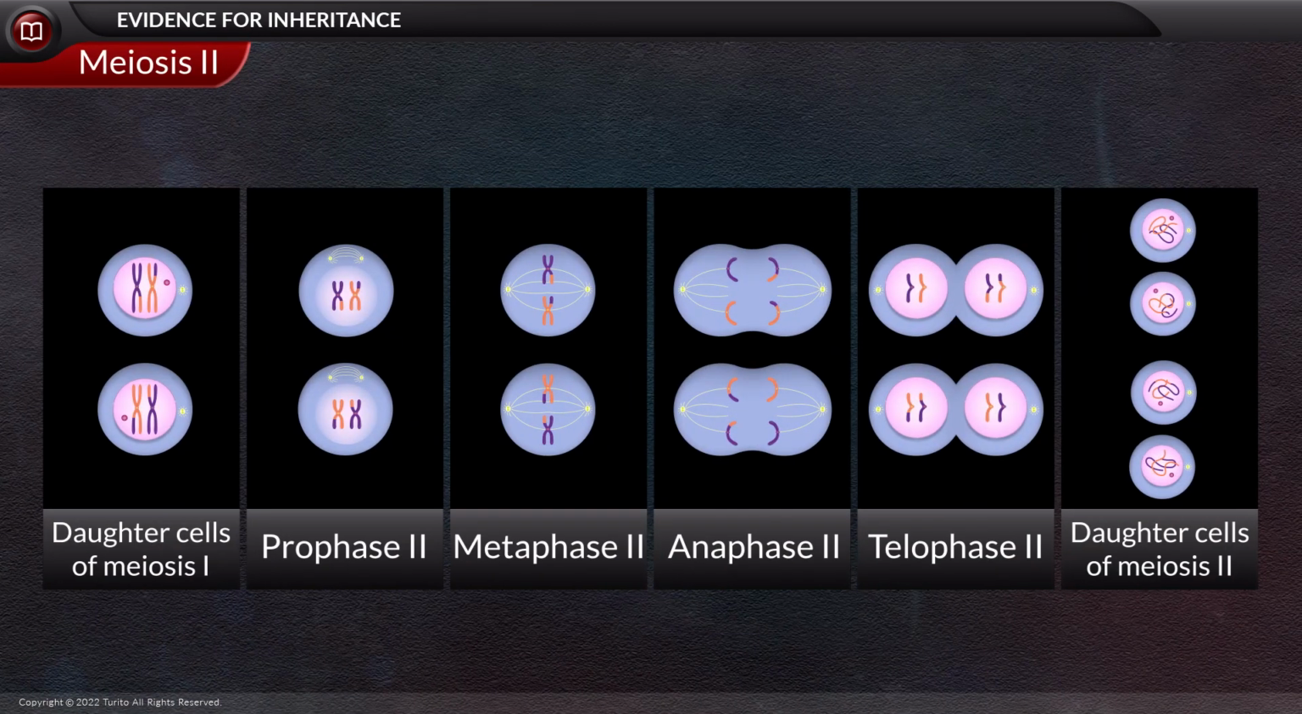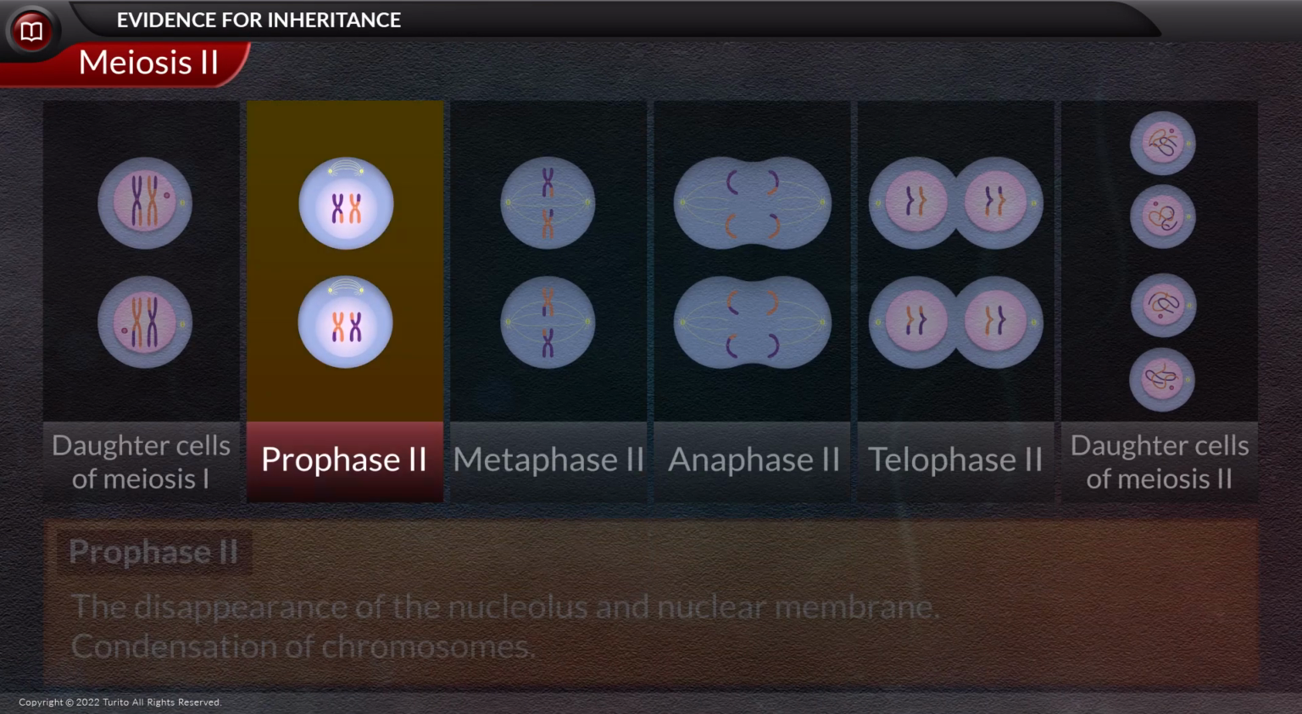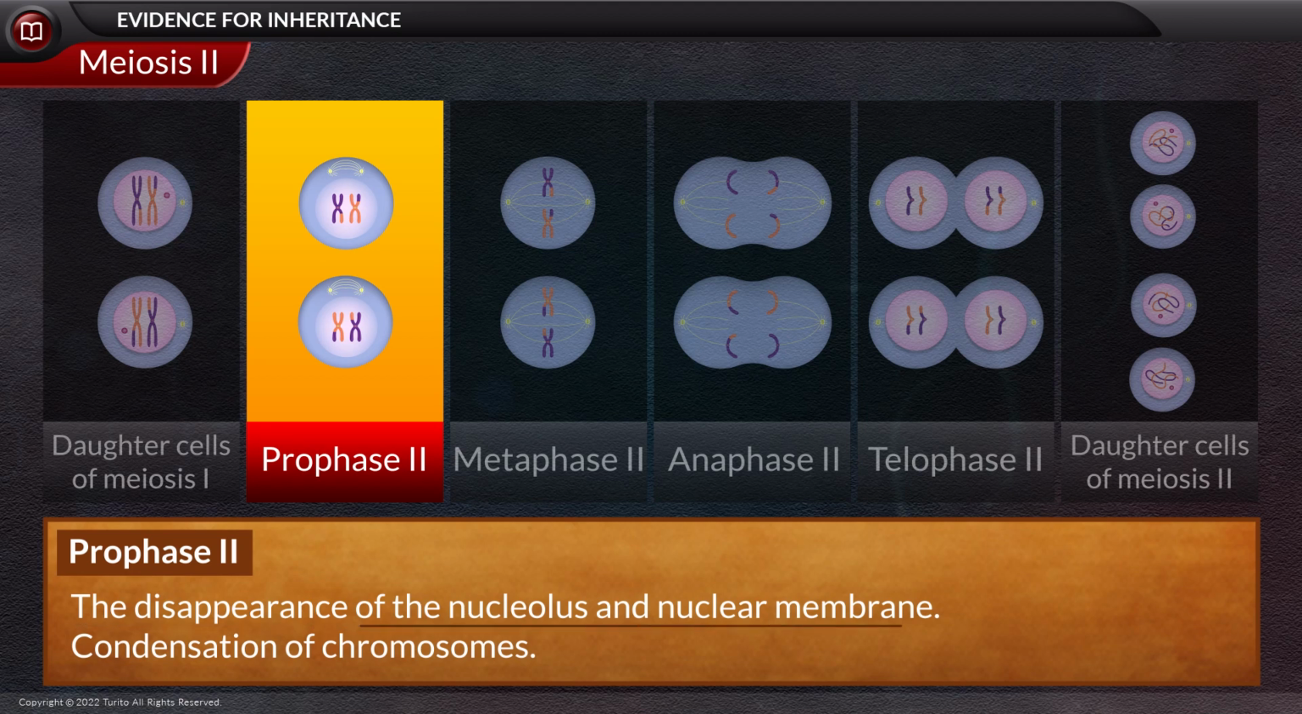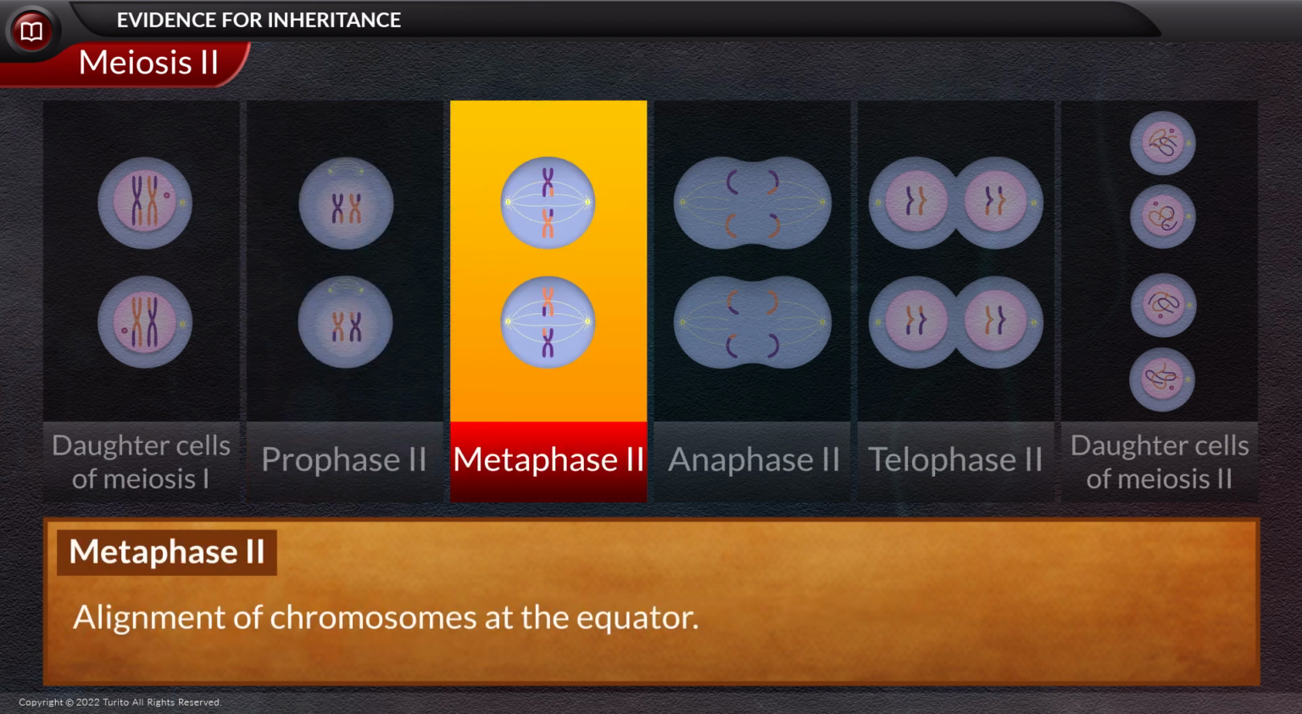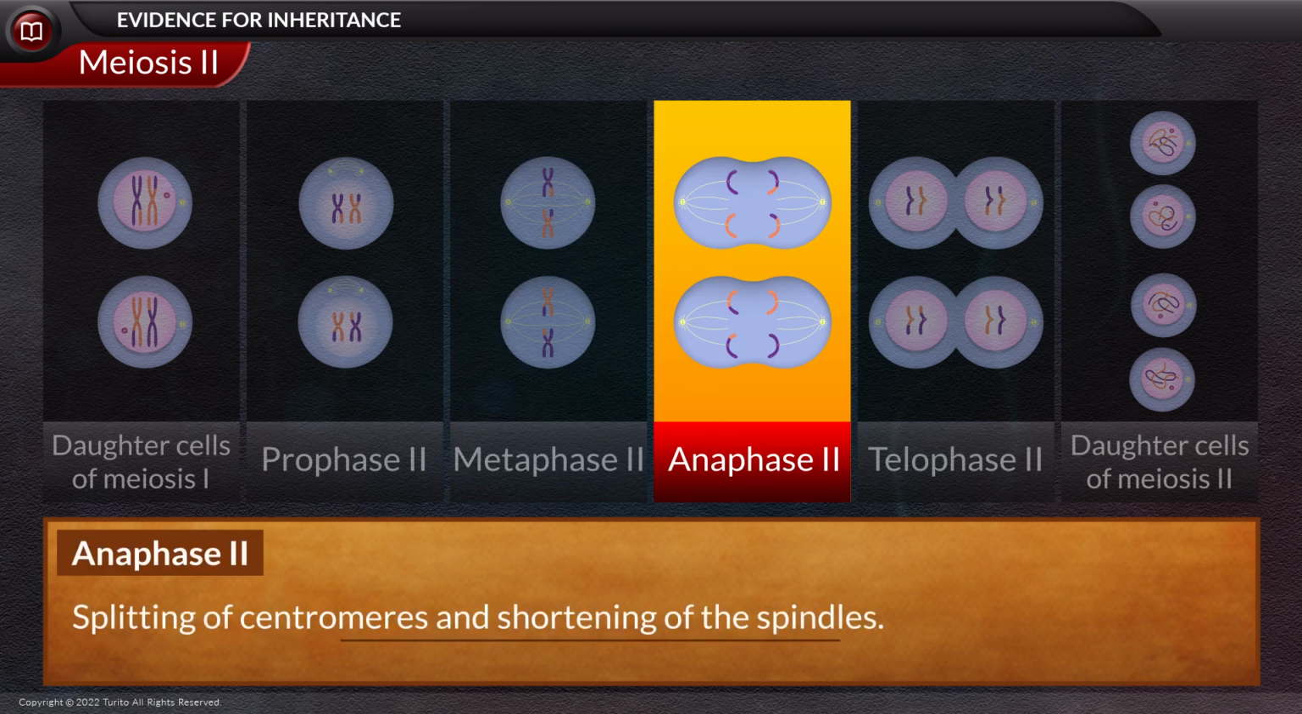Now coming to meiosis II, which involves prophase II, during which there is the disappearance of the nucleolus and nuclear membrane followed by condensation of chromosomes. Next is the metaphase II, which involves the alignment of chromosomes at the equator from the opposite spindle regions. During anaphase II, the splitting of centromeres and shortening of the spindles lead the chromatids to reach the opposite poles.